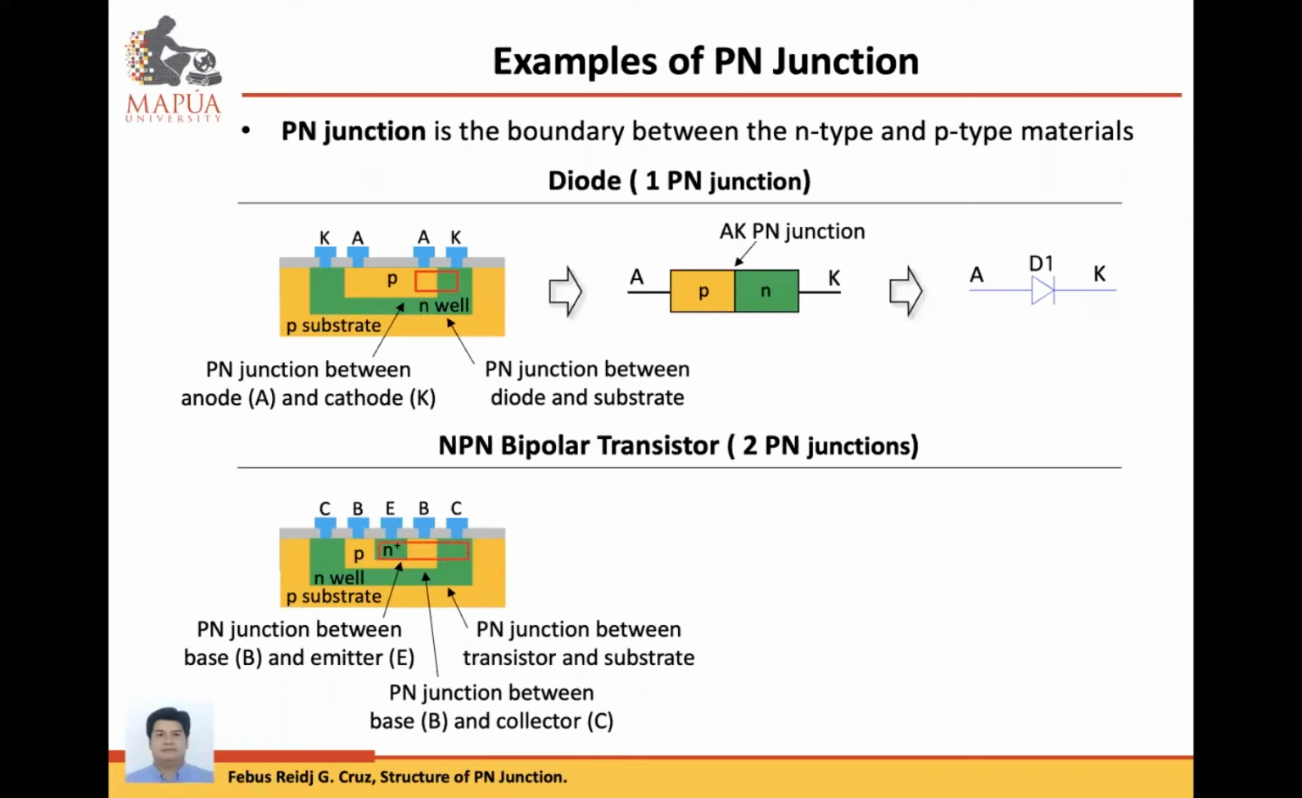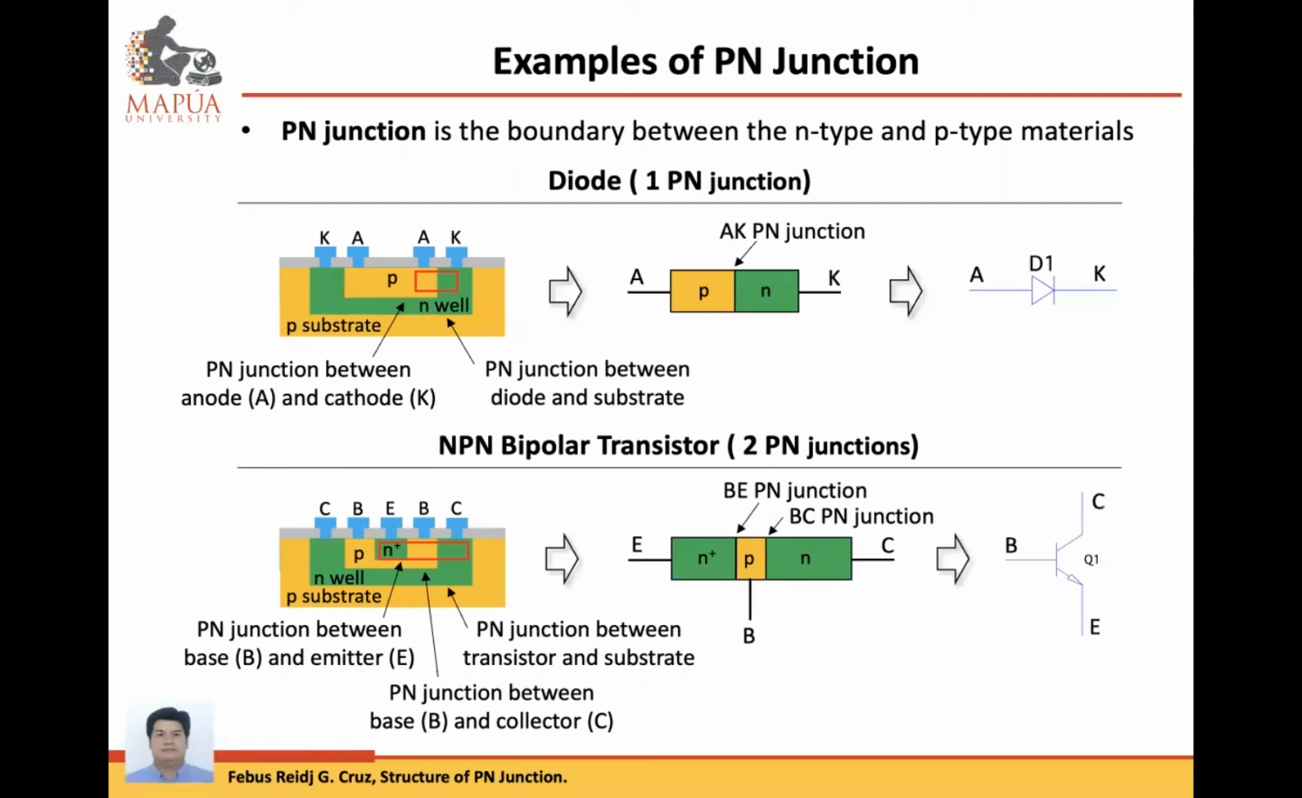Now, to simplify the drawing, we can just represent the N+ for the emitter, P-type for the base, and N-well or N-type for the collector. So you can have here again N+ as the emitter, P-type as base, and N-type as the collector. So from here, you have the base emitter PN junction, as well as the base collector PN junction. So a bipolar transistor has two PN junctions.